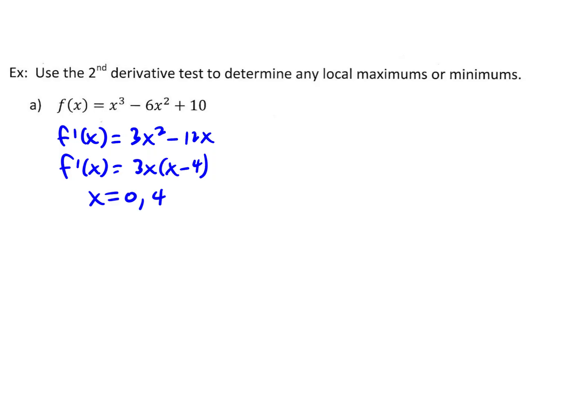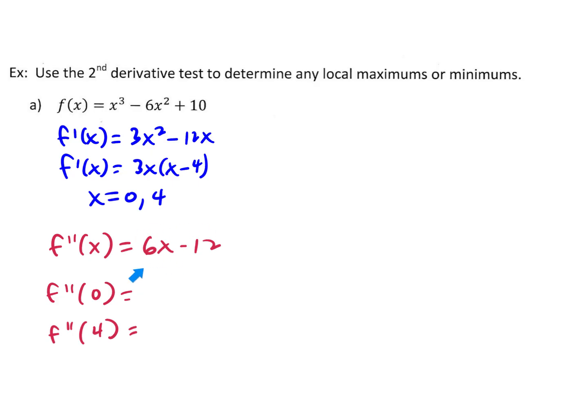So those are the places that we're gonna check. We're gonna check the second derivative at 0, and we're gonna check the second derivative at 4. And we'll decide the sign of the second derivative, and then we'll know whether or not we have a local max or min. So the second derivative is 6x minus 12. And you can factor, but you don't need to. But what we need to do is test f double prime of 0 and f double prime of 4 and see if we get a positive or a negative, okay?